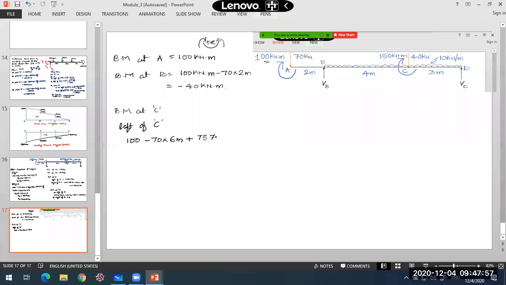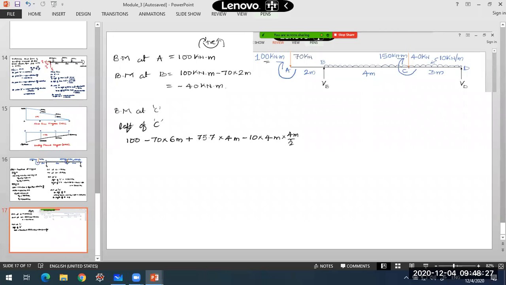75.7 into what distance? 4 meter distance. Into 4 meter distance. So what is the moment due to UDL? It will be anti-clockwise about point C. This is in downward direction, so it will produce an anti-clockwise movement about point C. Minus 10 into length of UDL 4 meter into 4 meter by 2.